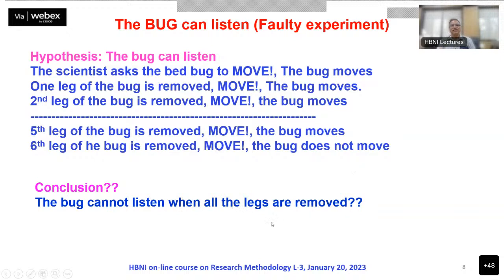So this is a faulty experiment, you know. The bug is not able to move because it doesn't have any legs, but the scientist concludes that it is not able to listen. So this is how it has to be in sync. What is your hypothesis and what is your experiment? They have to be proper.